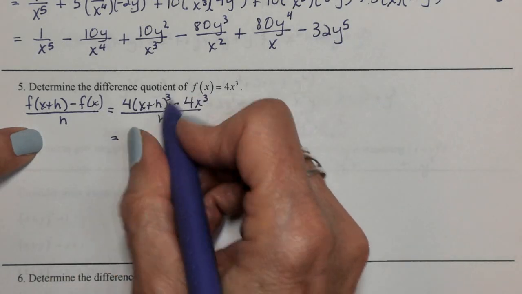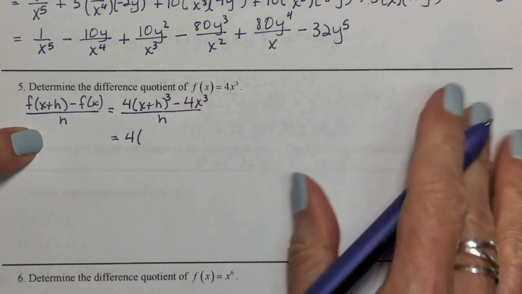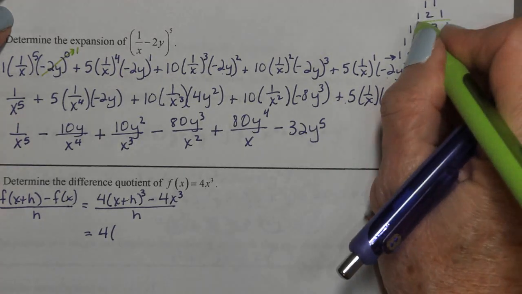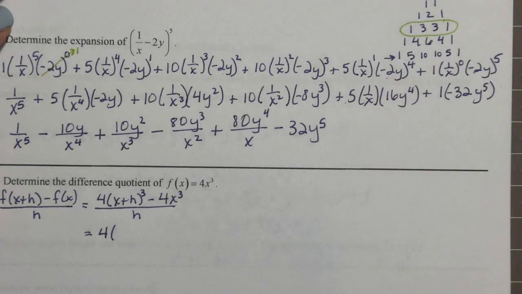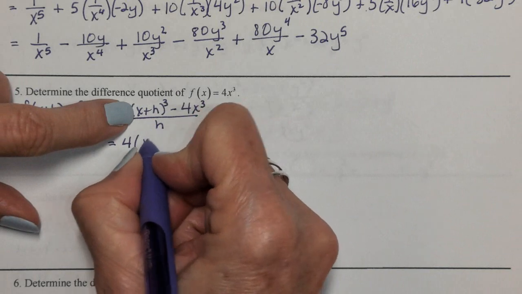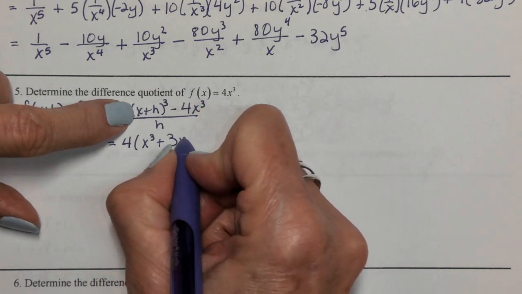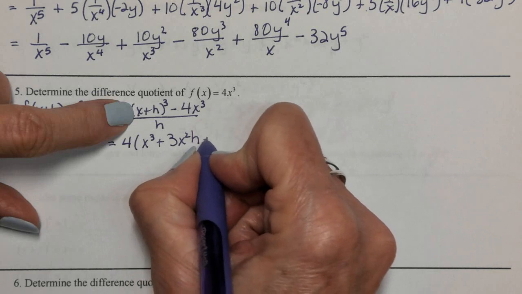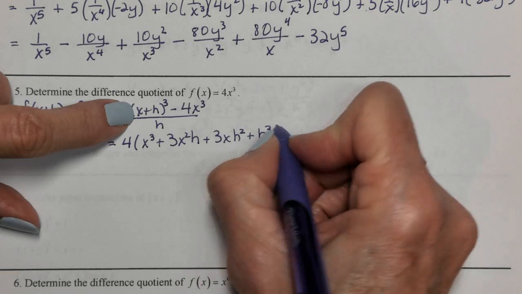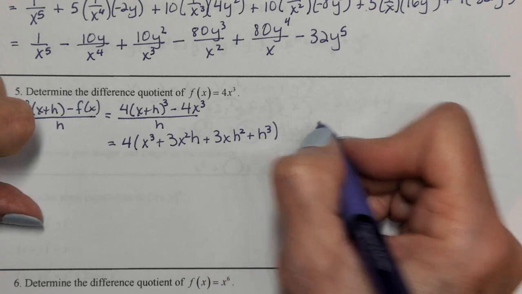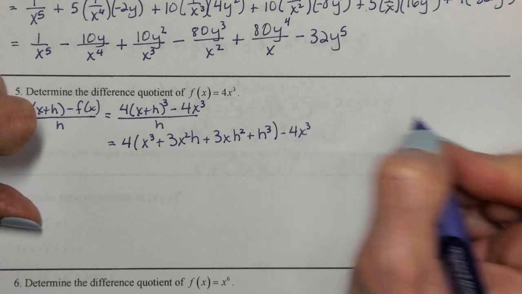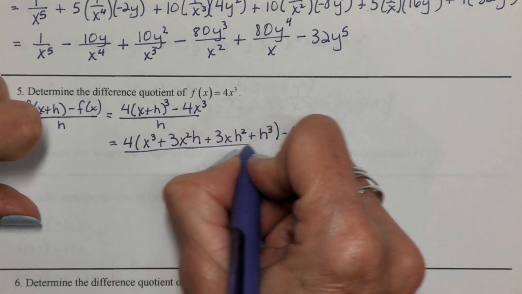We need x plus h cubed. Well, x plus h cubed, I'm going to slide down, it's cubed, so I'm using those coefficients, 1, 3, 3, 1. So I'm going to have 1x cubed plus 3x squared h plus 3xh squared plus h cubed. What a quick expansion that used to take us forever. Now it's a lot easier.